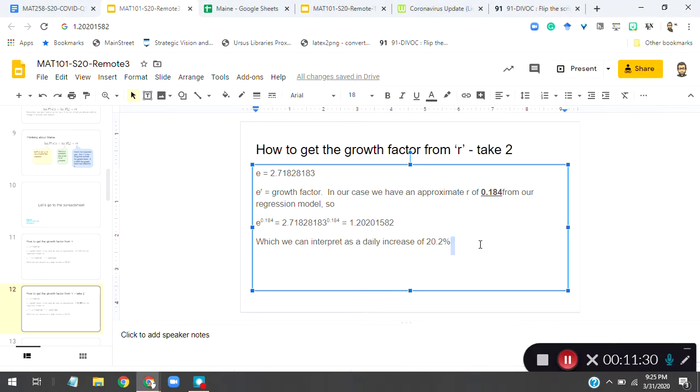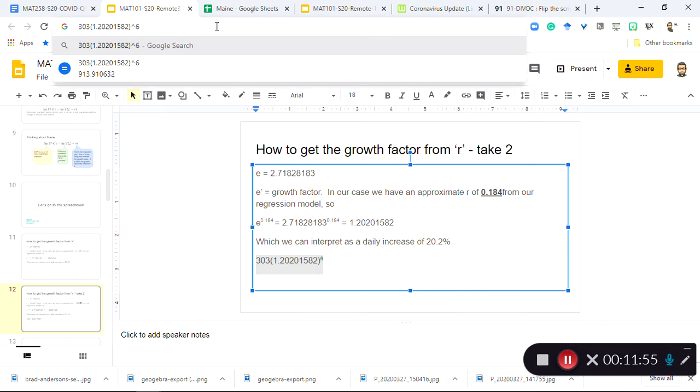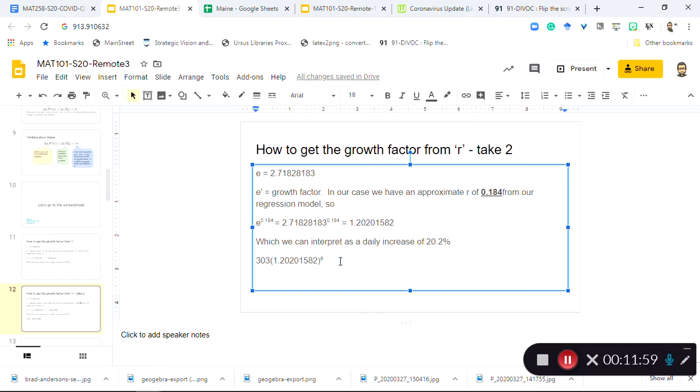So 6 days. So what I would do is take the number of cases right now, 303, times this growth factor, and I would raise that to the 6th power and see what that prediction is. So let's see what that puts us at by the time you view this video. That puts us at about 914. That's going to be the prediction I make in this video.